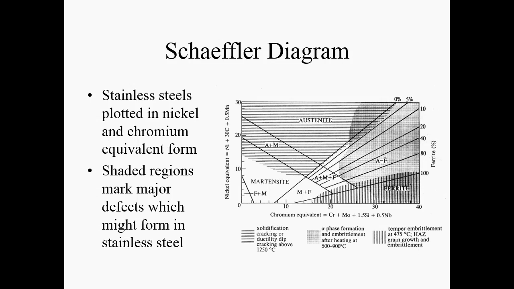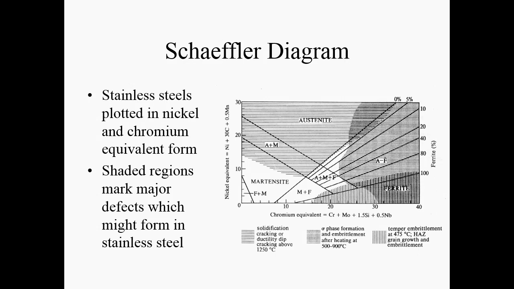What this plot also shows is the failure modes that you might actually get. So the horizontal lines here, in the austenitic region, that's solidification cracking, or ductility dip cracking above 1250 degrees C, high temperature cracking, which is a feature of austenitic steels. So the vertical ones here, ferritic steels, show temporary embrittlement at 475. If you heat something at 475 degrees C for a long time, you can embrittle the material by forming these intermetallics.